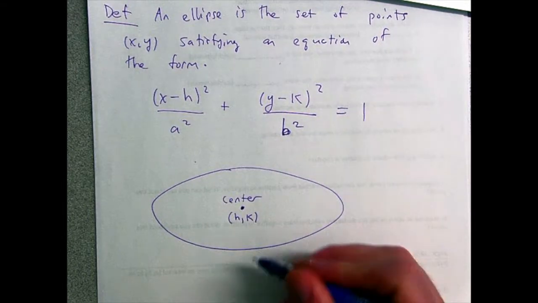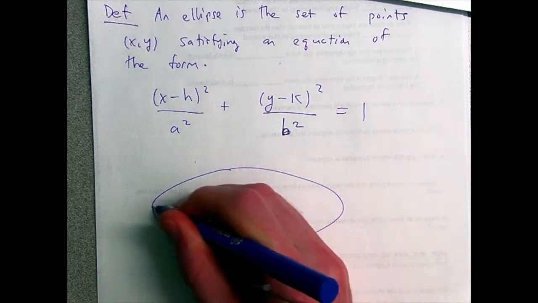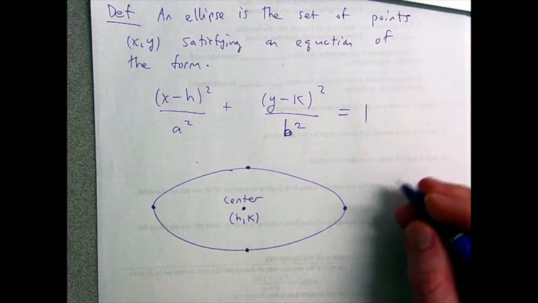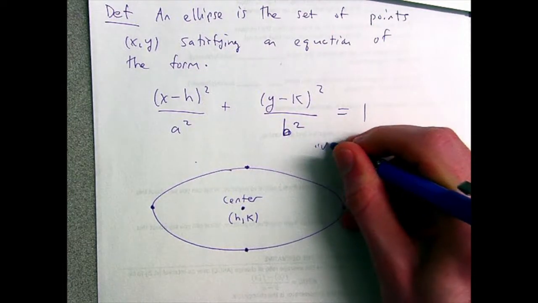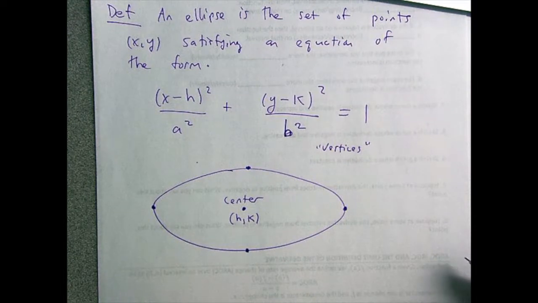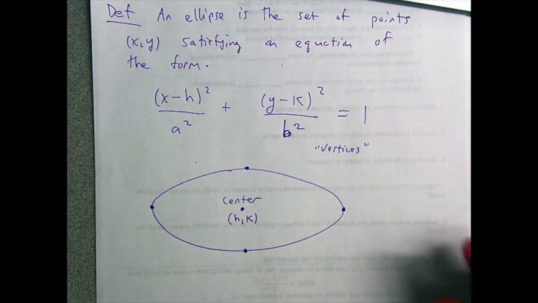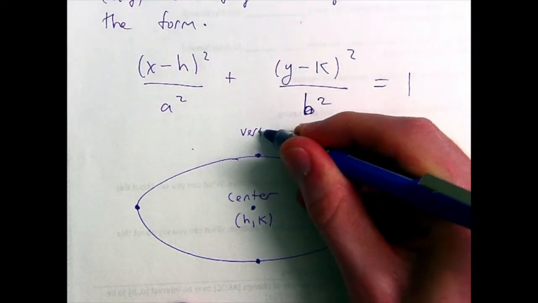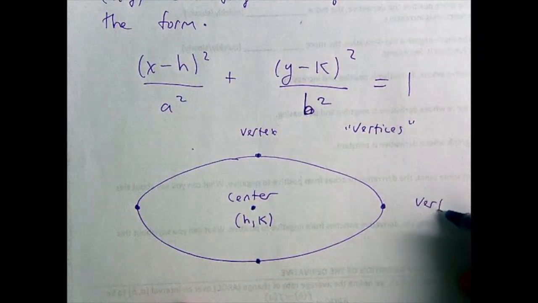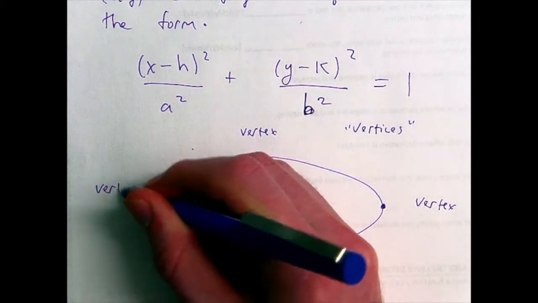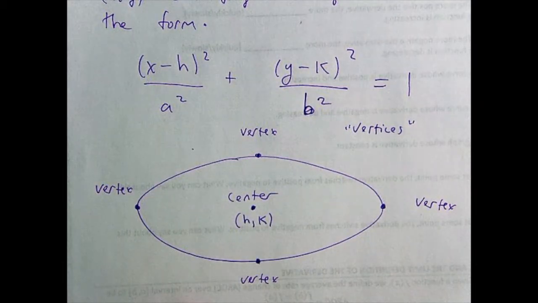Then we have these 4 points, which are kind of like corner points. They are called vertices. Vertices is the plural of the word; the singular version is vertex. So this is a vertex, and that's a vertex, and that's a vertex, and that's a vertex. So they're like 4 corners of the ellipse.